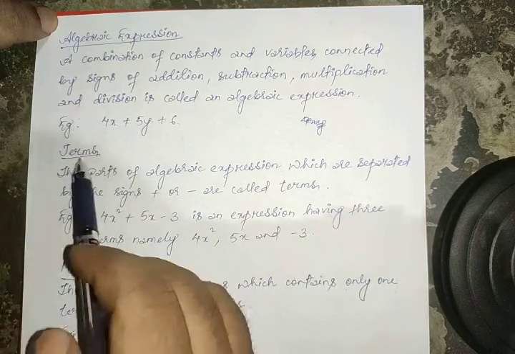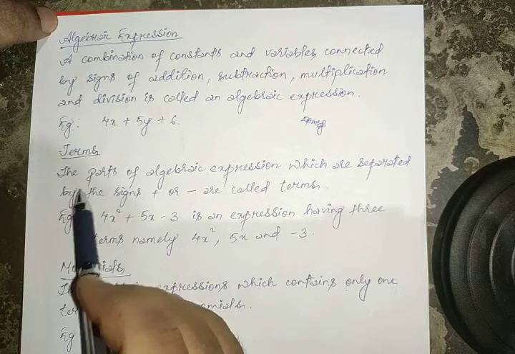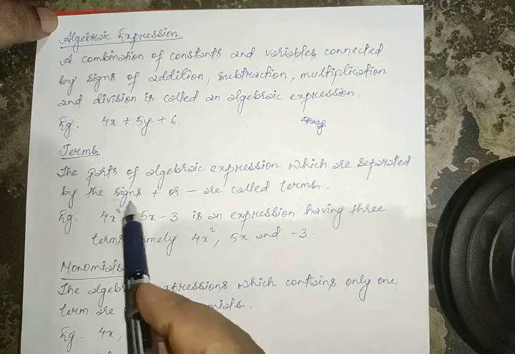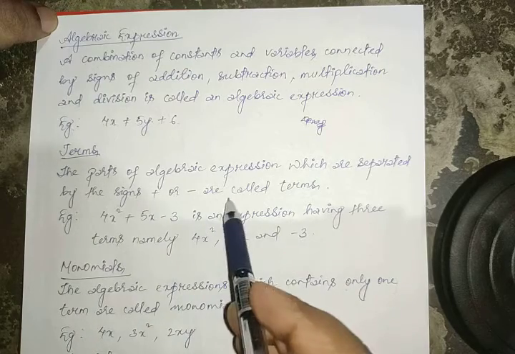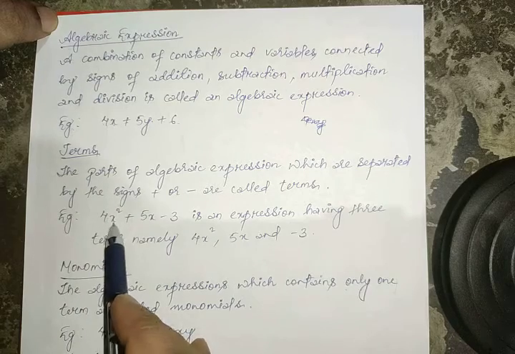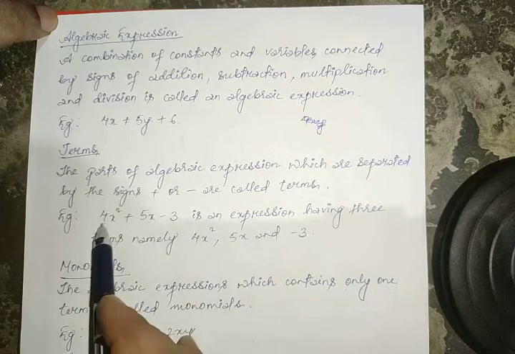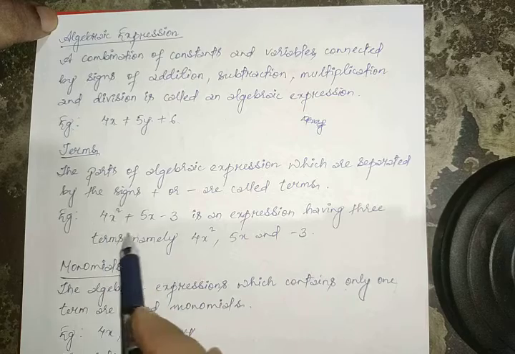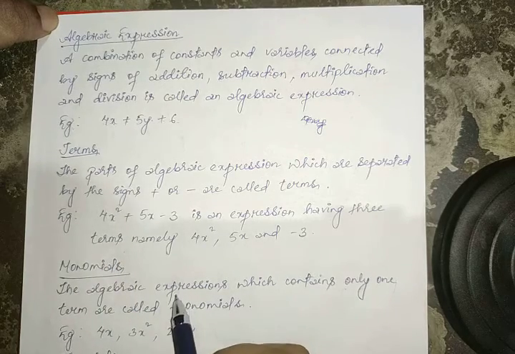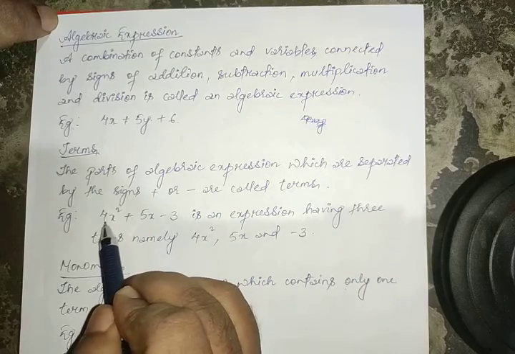Now next, terms. The parts of an algebraic expression which are separated by the signs plus or minus are called terms. So let us see an example: 4x square + 5x - 3. This is an algebraic expression. Here we have three terms. When we talk about terms, we have to take them separately.